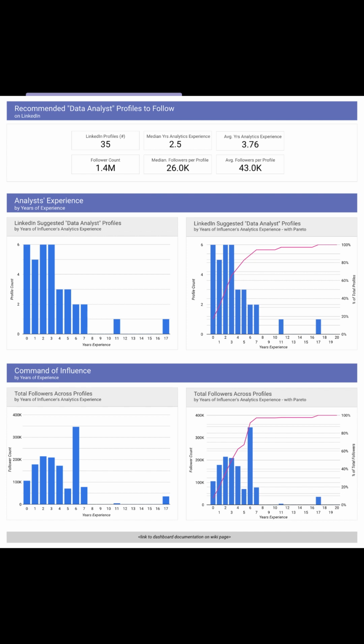What does that mean? It means that 83% of all the people that you're told to follow have 5 years or less experience. I think Pareto charts are pretty cool for being able to tell stories like this, but they don't get used frequently enough.